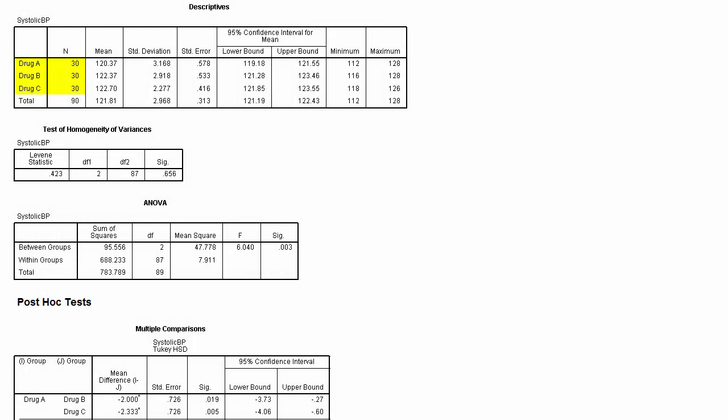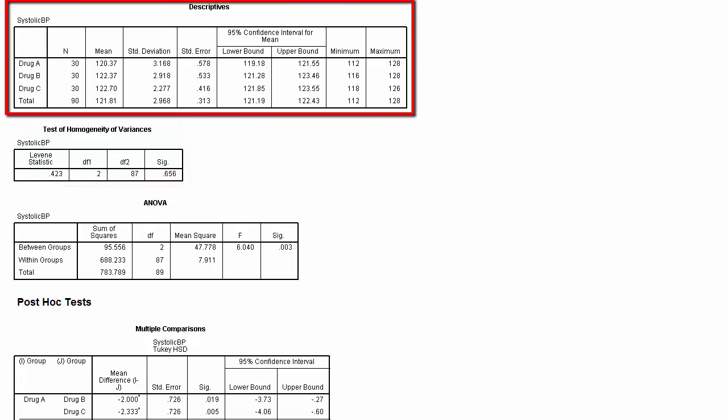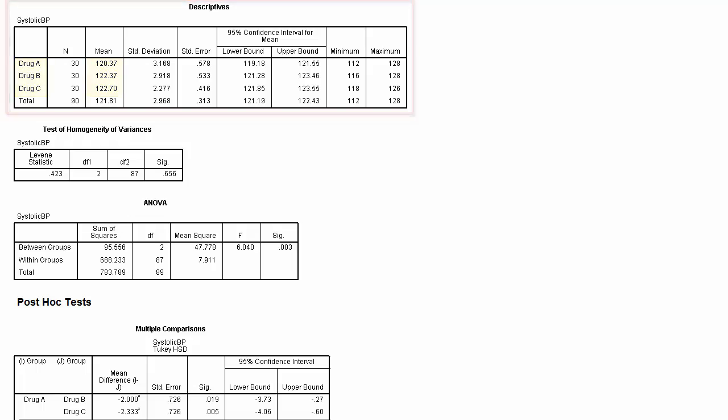We see that each group has an N of at least 30, hence the N quota is satisfied. We also see that the homogeneity of variance test returned a p-value of 0.656. Since this is greater than 0.05, this indicates that there is no statistically significant difference in the variances between the groups. Hence, the homogeneity of variance test is satisfied. Back to the descriptive table, notice that this table contains the means for each group. These figures will be useful when it comes to documenting the results.